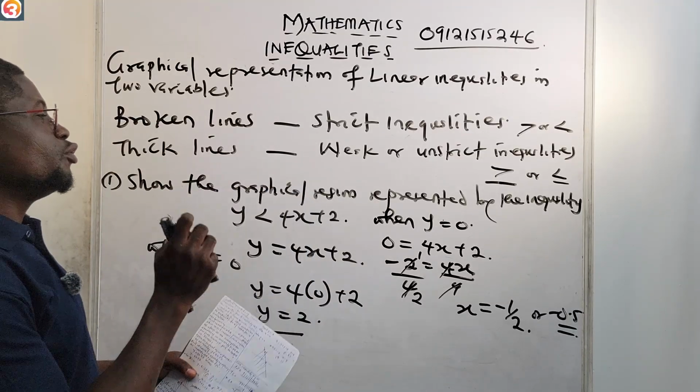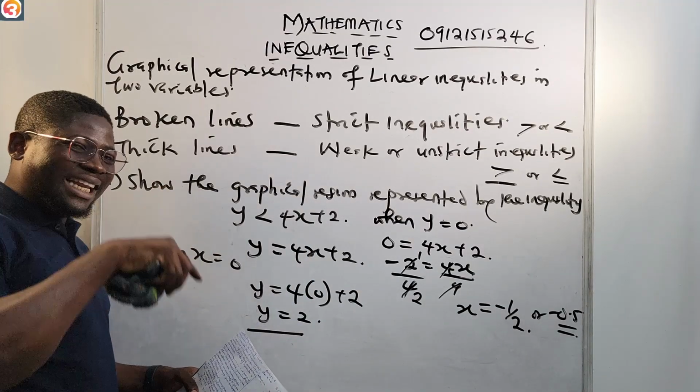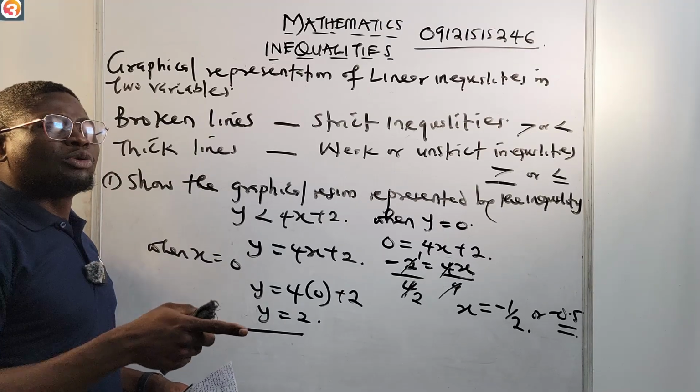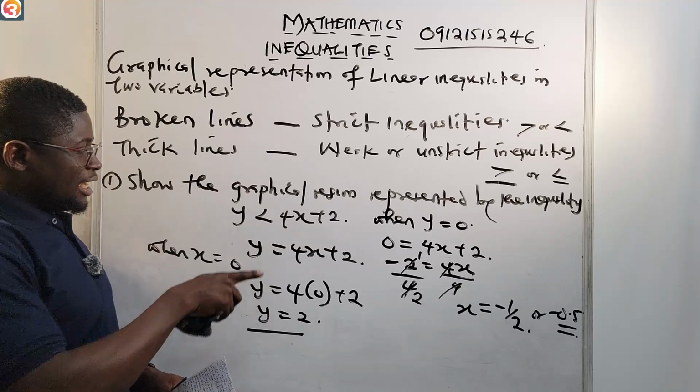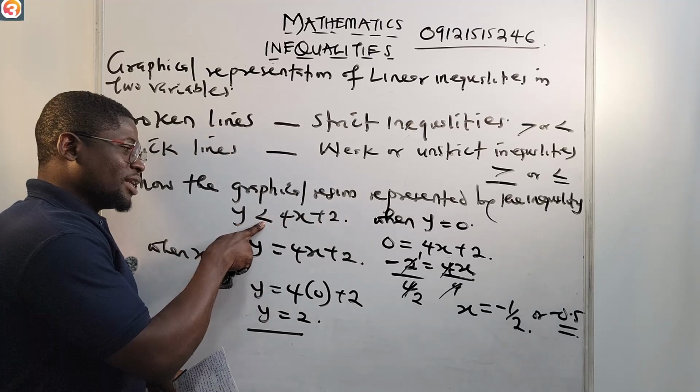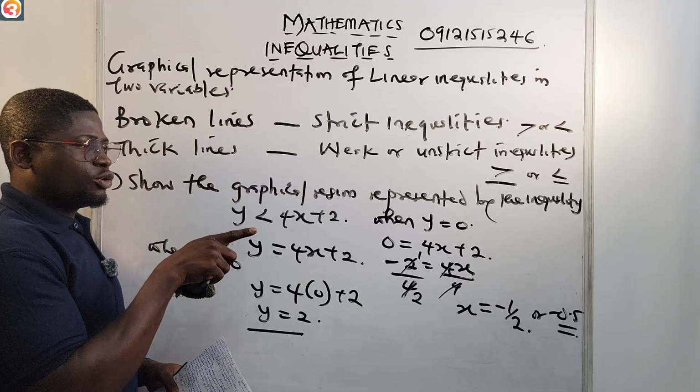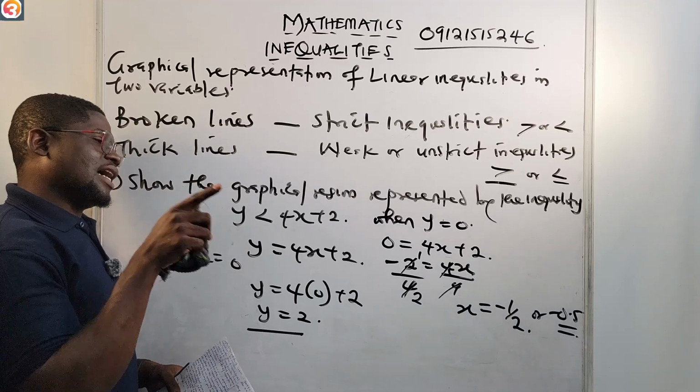So what we do first of all is to find the linear equation equivalent of the inequality, so that I can be able to plot it on a straight line. That's what we did here. Instead of this inequality sign, we turned it to linear equation sign, and then solved it, to look for the value of x and y.